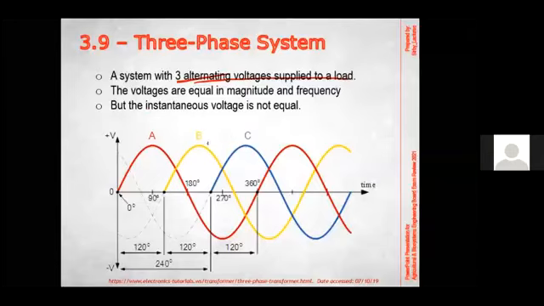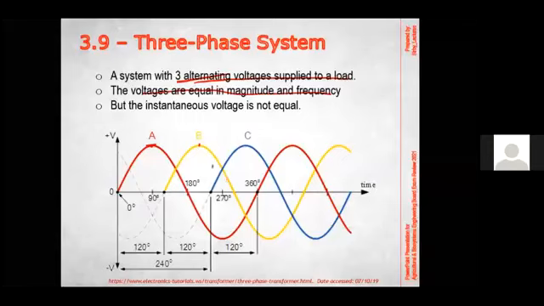So we can see here that the voltages are equal in magnitude, right? So the magnitude is equal, and also in frequency. That means that this waveform produced from A has the same peak value as the ones produced from B and from C. And also they have the same frequency. So that means the intervals from this point to that point are just the same.